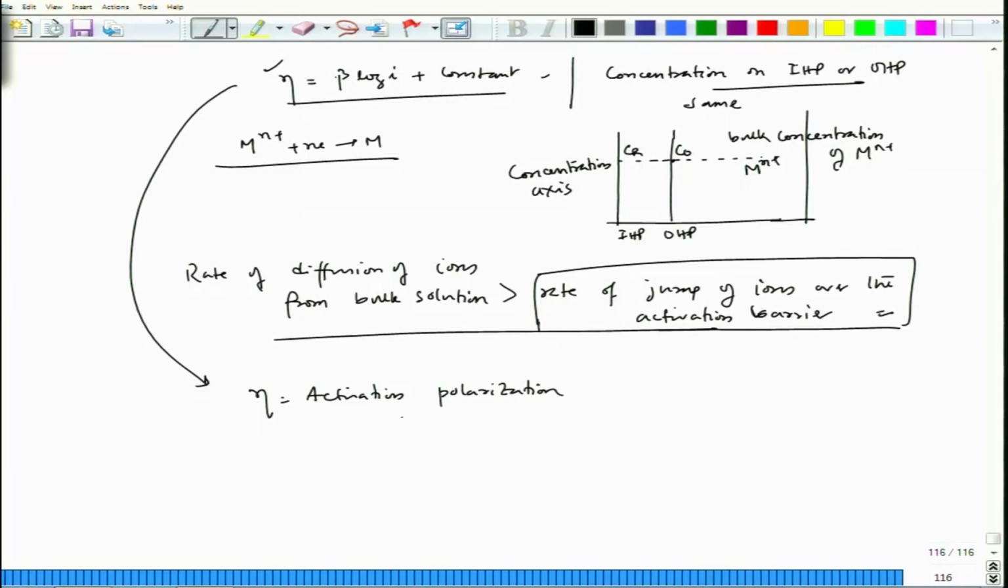And this activation polarization has got two terms, eta a as well as eta c, which is activation polarization for anodic polarization, and this is cathodic polarization. So, that means this Tafel equation is basically indicating activation polarization, or the rate of the jump of ions or atoms from one plane to another, and we will consider concentration polarization in our next lecture. Let us stop here. Thank you.